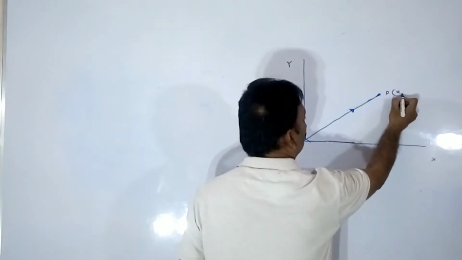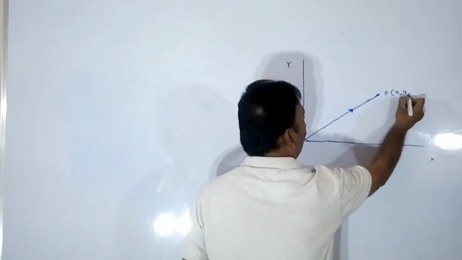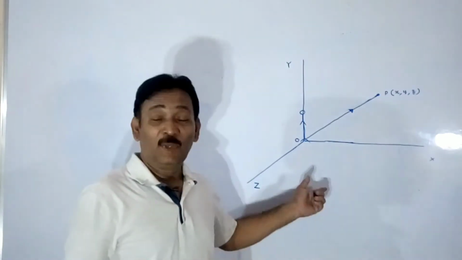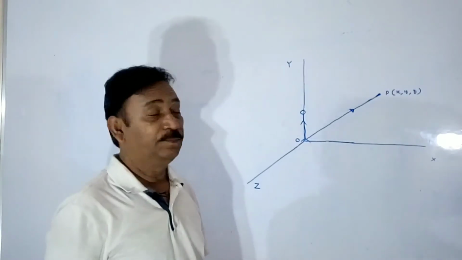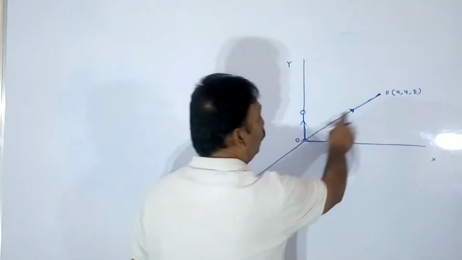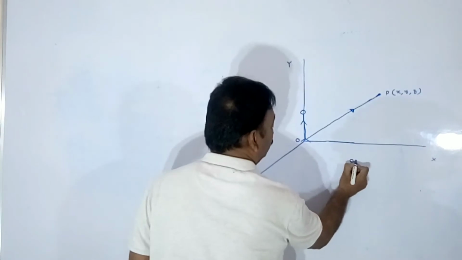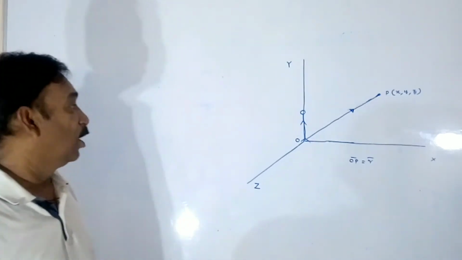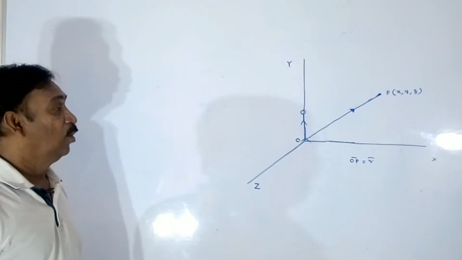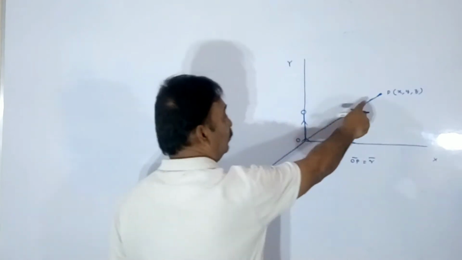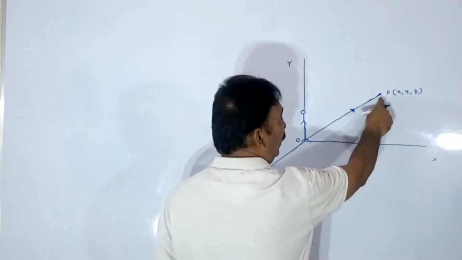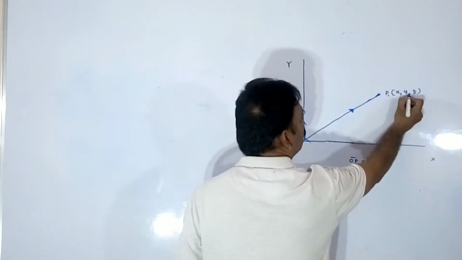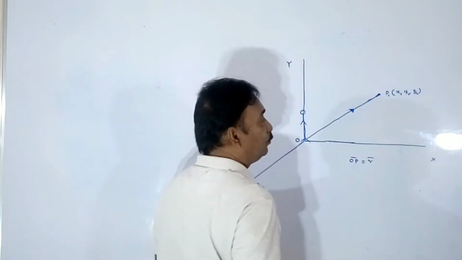Say the coordinates are x, y and z with respect to the three rectangular axes. Then this OP is the position vector, OP bar. I am representing it as R bar. R bar is the position vector. Okay, let's say this particle started from here. It is the initial position. You say it is P1. Automatically its coordinates could be x1, y1 and z1.